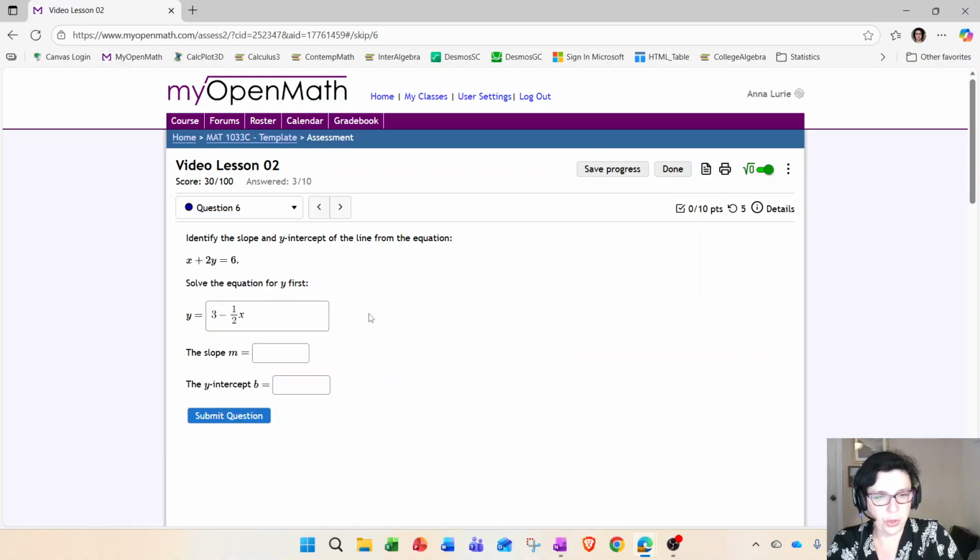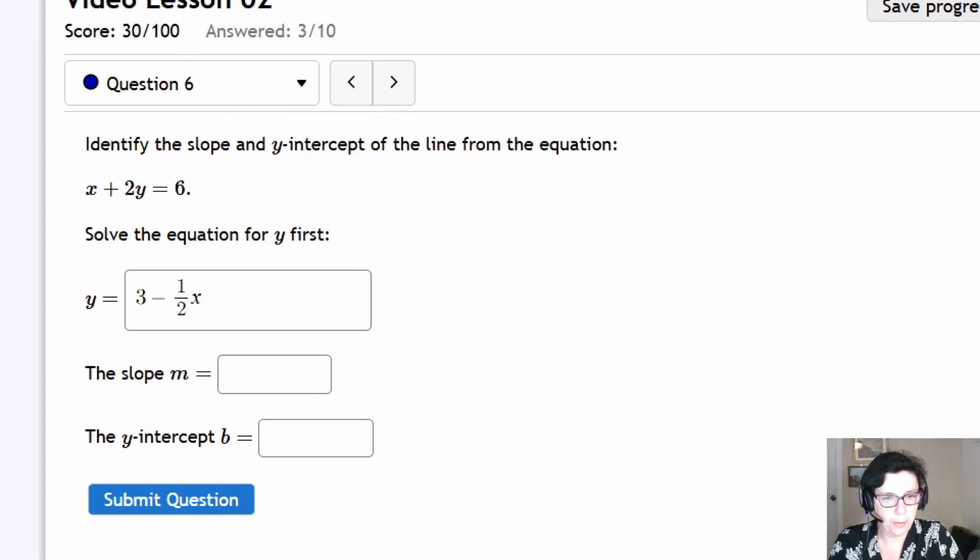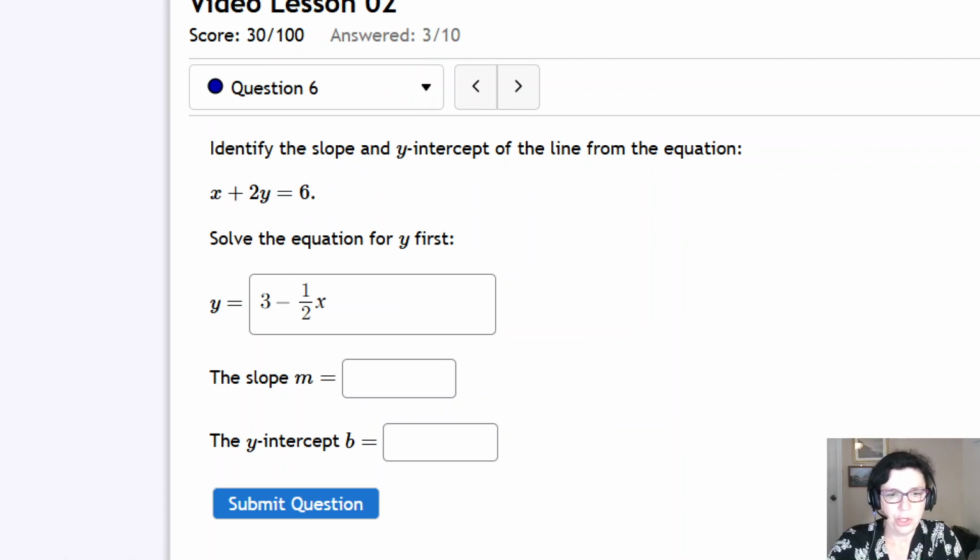Once you got that, that's an equation of a line. Now we solved it for y. And now we want to identify the slope and the y-intercept. First of all, the slope of a line is the number in front of x. So we call it the coefficient of x. So this would be this right here. That would be the slope. So whatever number is in front.